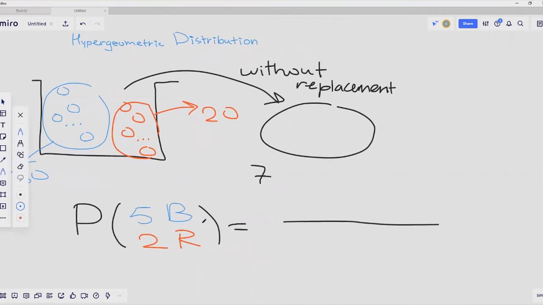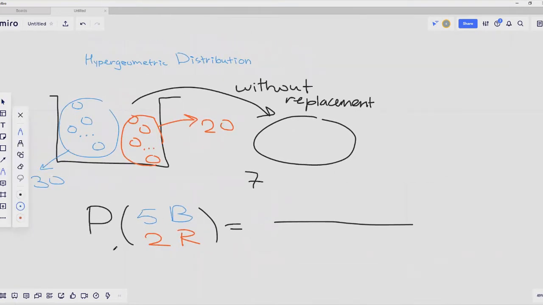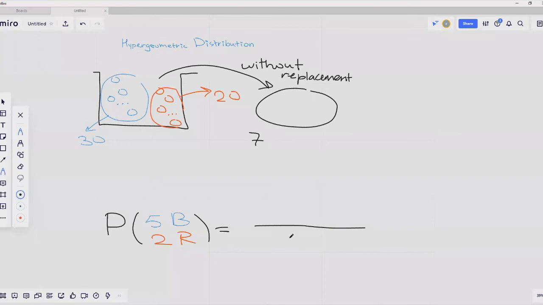So let's try to answer our question. What is the probability that we'll get 5 blue and 2 red chips in our sample? As usual, let's start by finding our denominator. There are a total number of 50 chips in our urn. So there are a total number of 50 choose 7 ways of drawing a sample of 7 chips out of 50.